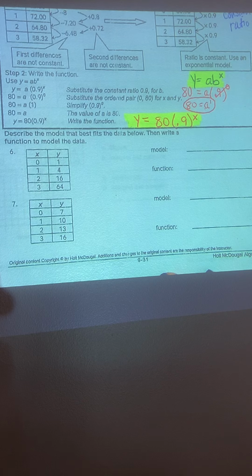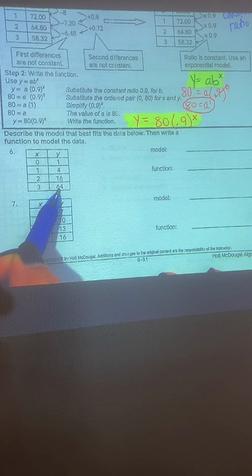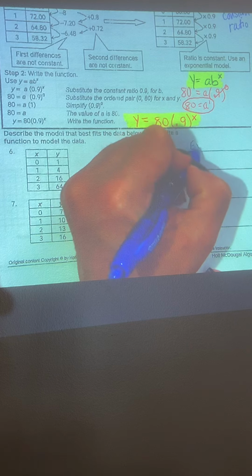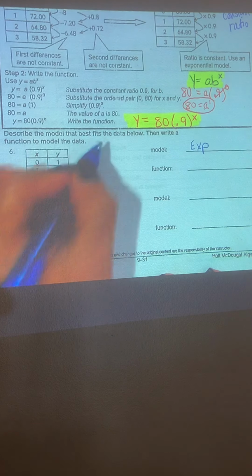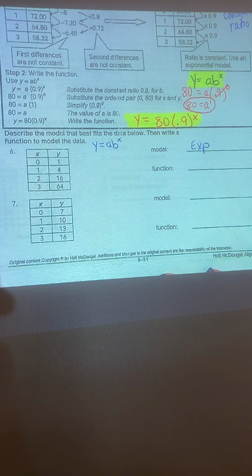Okay, let's see. 1, 4, 16, 64. Well, right there, I can tell that my y's are being multiplied, therefore it's exponential. So there's my model. Okay, formula for exponential, y equals a b to the x. There's my formula. Well, what do we say b was? We looked up there, we know that b is the constant ratio.